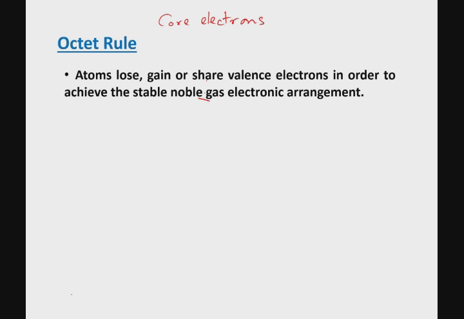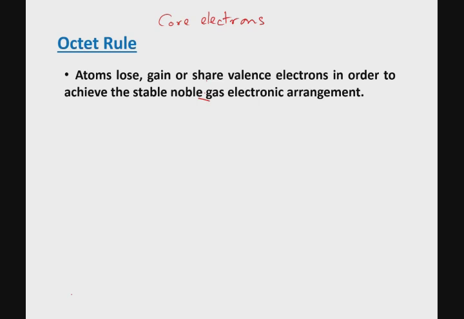So the octet rule says the atoms lose, gain, or share electrons, valence electrons, please note that term, in order to achieve a stable noble gas electronic configuration. Now, if you remember from a previous session, group 8A in the periodic table, the group at the rightmost edge of the periodic table, starts with helium. That whole family is called the noble gases or inert gases. They are inert, meaning unreactive.